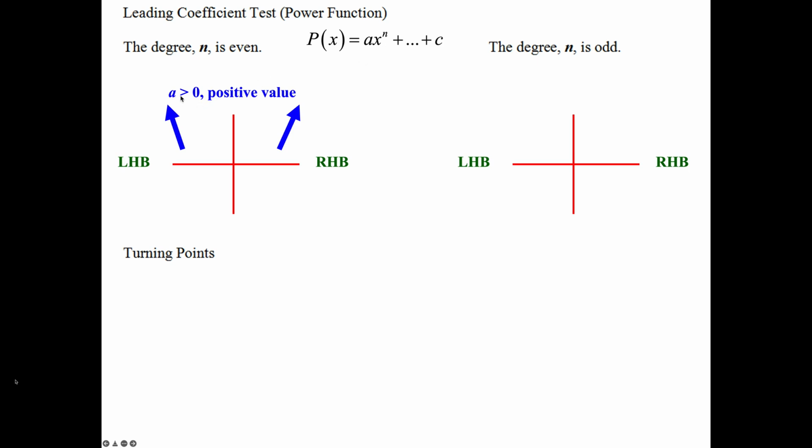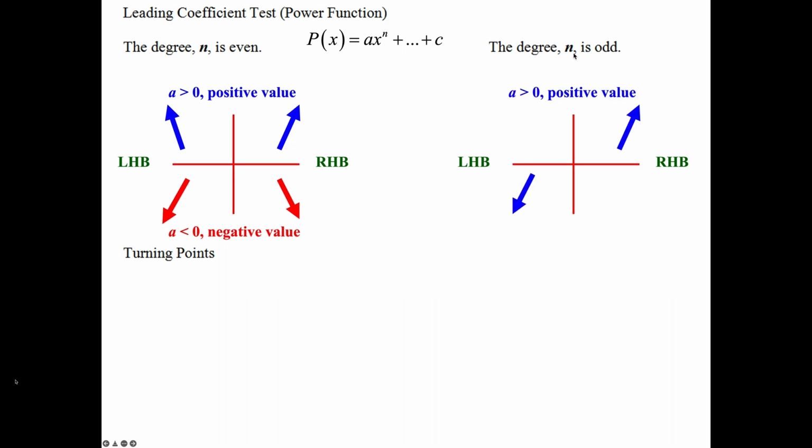And if we make our a negative, which means it's less than 0, then our left and right hand arrows here will flip over the x-axis. That's a reflection transformation. So again, as x's are negative, you raise it to an even power, it becomes a positive value. And the only way it becomes negative is because a is negative, and now we're opening down.